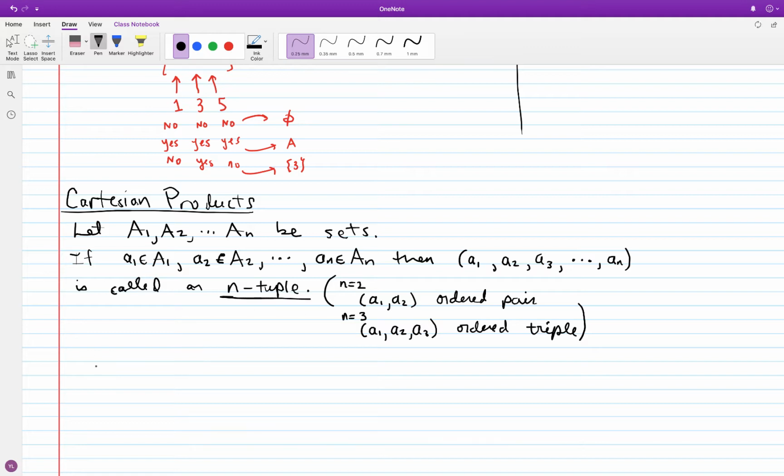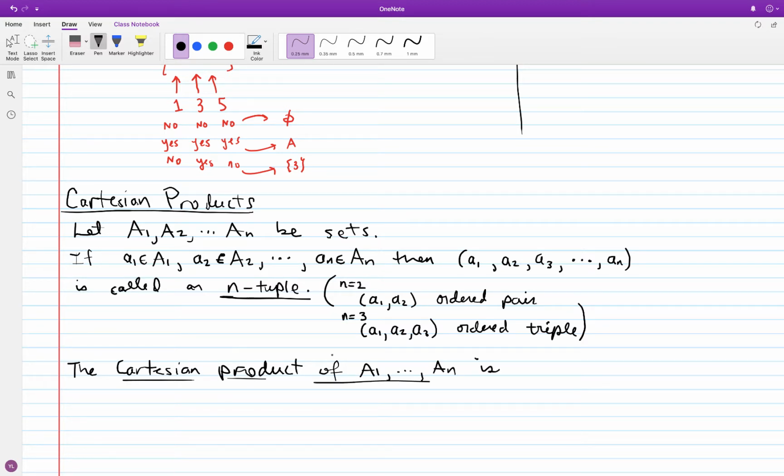Okay, I've got to introduce the Cartesian product then. So if you gather all of the possible n-tuples from a sequence of n sets, and you put them into a set in its own right, then you've defined what's called the Cartesian product. So the Cartesian product of the sets A1 through An is the following set.